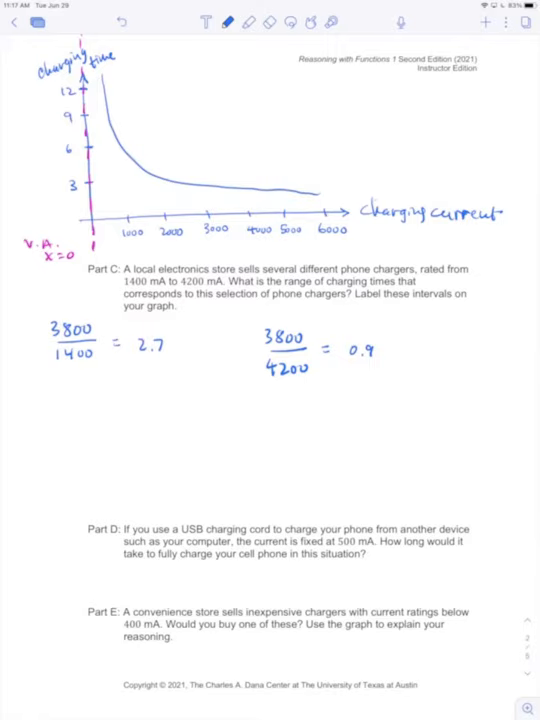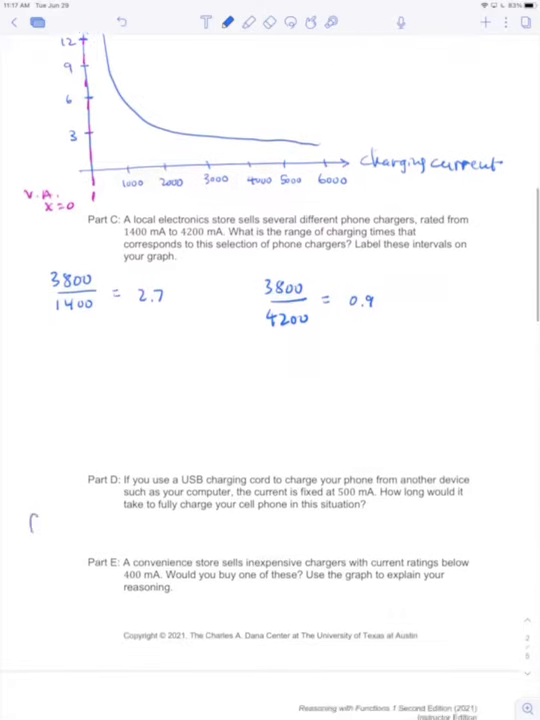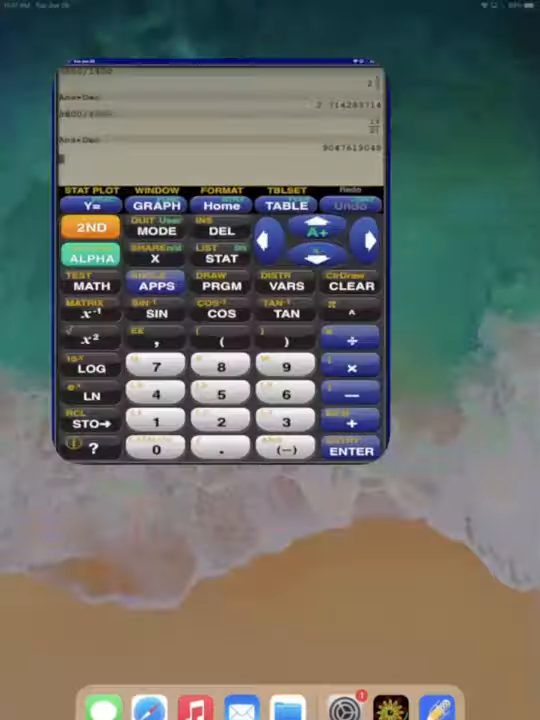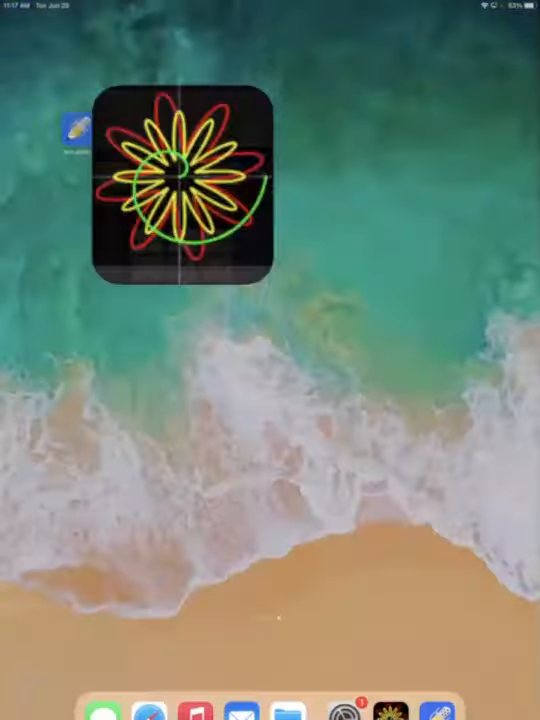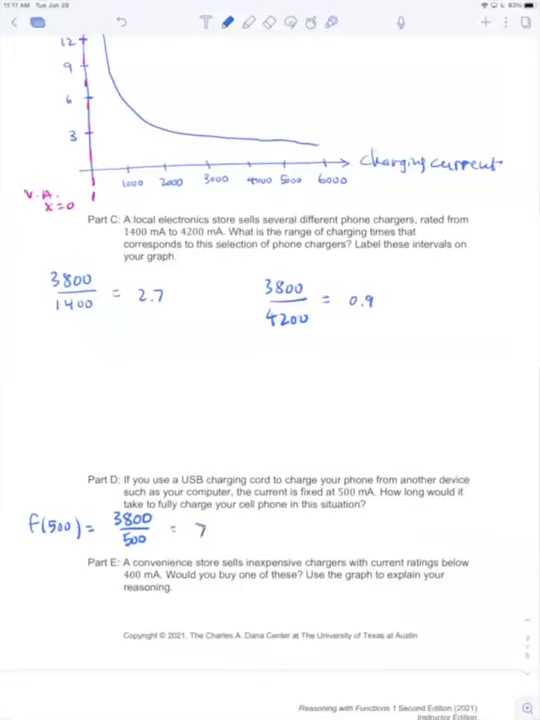Well, let's say we take f of 500, and then we still have 3,800 for the numerator, and the denominator is 500. 3,800 divided by 500, let's try that. All right, 7 3/5. That's the same as 7.6 if we use a decimal. So it would take around 7.6 hours. Wow, okay.